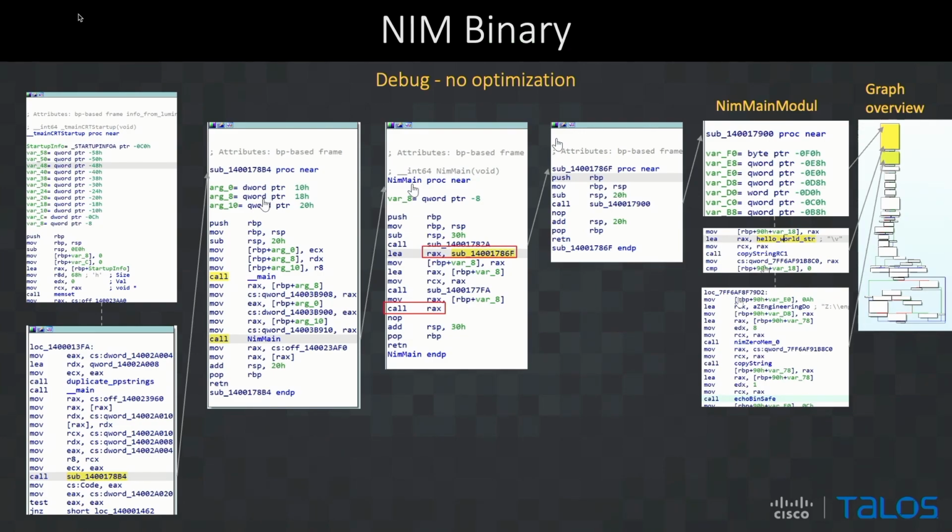Okay, so our goal is to find this, and you can follow these steps depending on the different compiler flags. They look similar but different. And if you play a little bit with it, you get a feeling for how you can finally reach the Nim main module, which includes all the user code and is a good starting point.